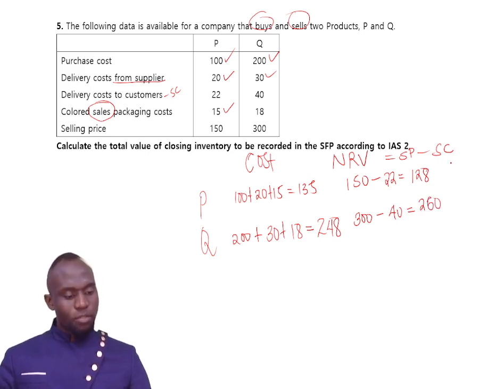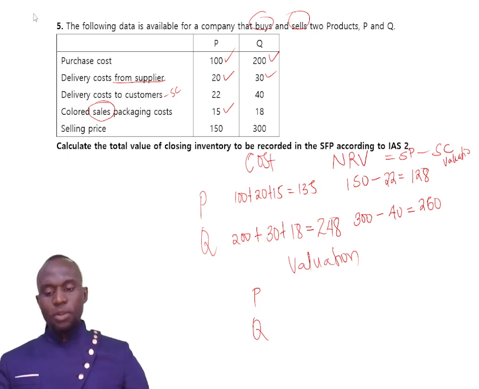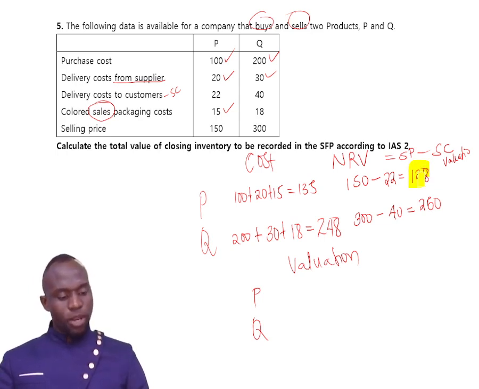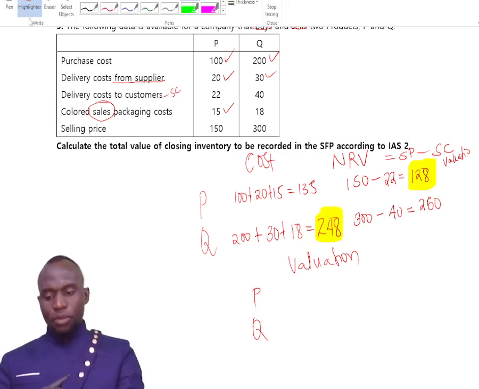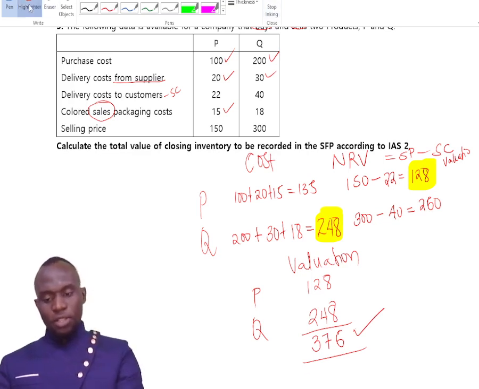So what is the valuation? How should we value item P and item Q? Valuation is at the lower of cost and net realizable value. So for P, we are going to value at 128, and for Q, we are going to value at the lower, which is 248. So this is the total valuation, 128 plus 248. And when we add this up, we get $376. So this would be the answer, $376.